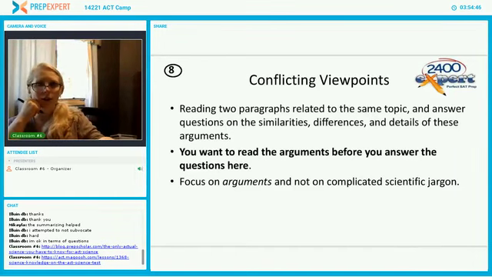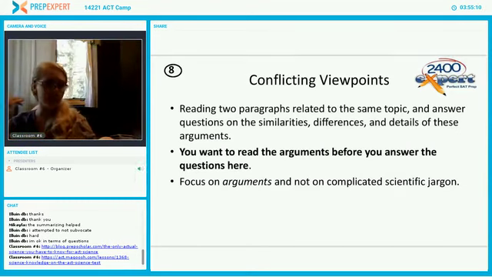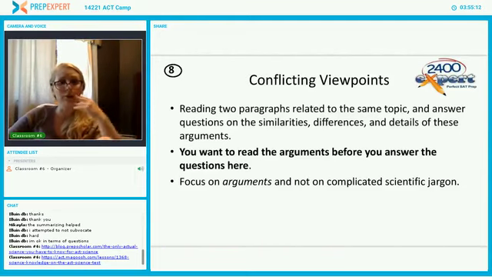So for conflicting viewpoints, you'll have like scientist 1 and scientist 2 discussing a topic and disagreeing or offering a different viewpoint on something, okay? So you're reading 2 paragraphs related to the same topic and answering questions on the similarities, differences, and details of these arguments. So you want to read the arguments before you answer the questions because you do need to have the main idea whenever you're answering these questions, okay? So it's a little bit different. You are going to read, annotate, and underline, and be involved with the text just like you should be on the reading section.